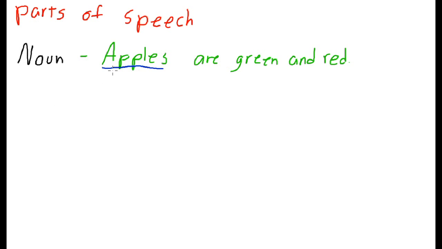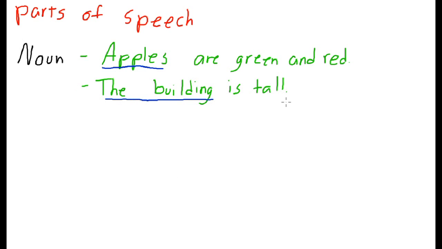And let me give you one more to give you an idea. The building is tall. Okay, so the building is tall. So once again, the subject in that sentence, or the noun of that sentence, is the building, correct? The building is tall. Okay, so that's a noun.